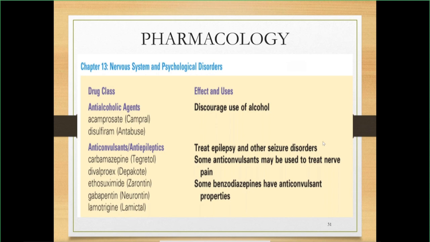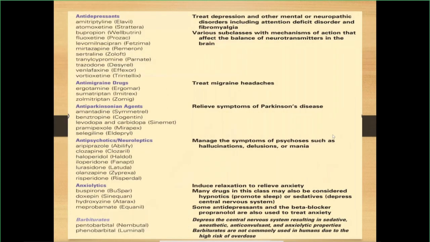Examples: carbamazepine or Tegretol, divalproex or Depakote, ethosuximide or Zarontin, gabapentin or Neurontin, lamotrigine or Lamictal. Antidepressants treat depression and other mental or neuropathic disorders, including attention deficit disorder and fibromyalgia. Various subclasses have mechanisms of action that affect the balance of neurotransmitters in the brain.